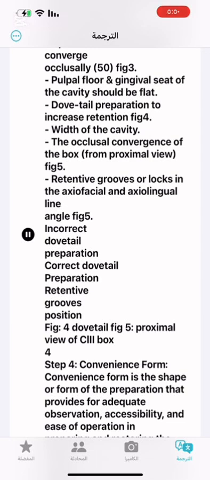Step 6. Finishing enamel walls. This involves making the wall smooth and removing unsupported enamel. Step 7. Clean the preparation. Removal of all debris by washing the cavity and drying it.